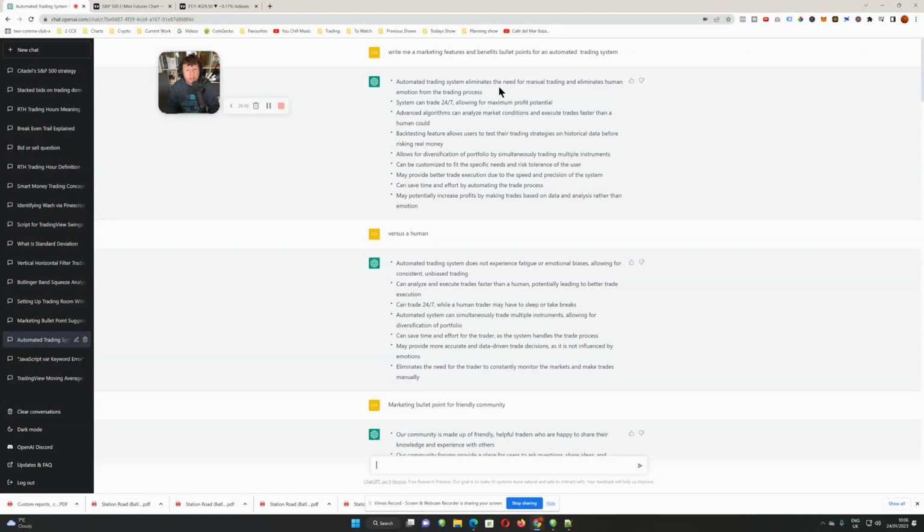Automated trading system eliminates the need for manual trading and eliminates human emotion from the trading process. So it's already identified the emotional element of trading. System can trade 24/7. Well, again, it's already identified why algorithms are actually better than people, right?